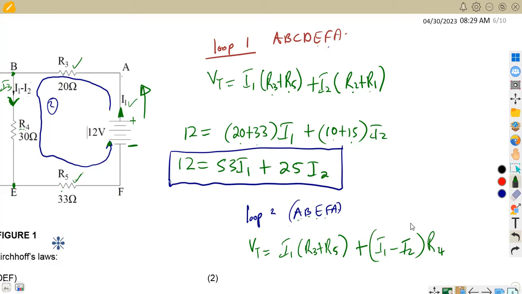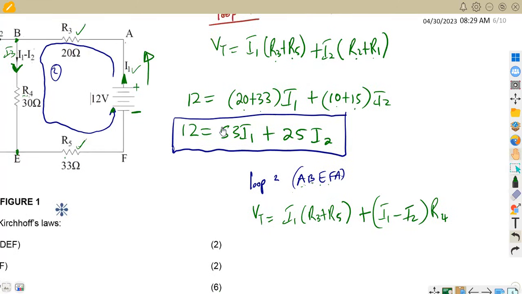You work with the circuit that you're given. You can insert the values from what we are given. In this case, we have the values: VT, the total voltage of 12, is equal to I1, which we do not have yet. So we've got R3 and R5. We added this R3 plus R5.